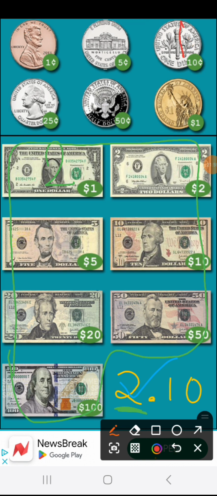How much is a dime worth? 10 cents. Good job. Now, if they didn't have dimes, how else would you get 10 cents? I don't have any dimes. How else would you make 10 cents? Two. Good job, baby. Because 5 plus 5 equals how many? 10. And you had two fives to get there. Okay. So, let's give another question.